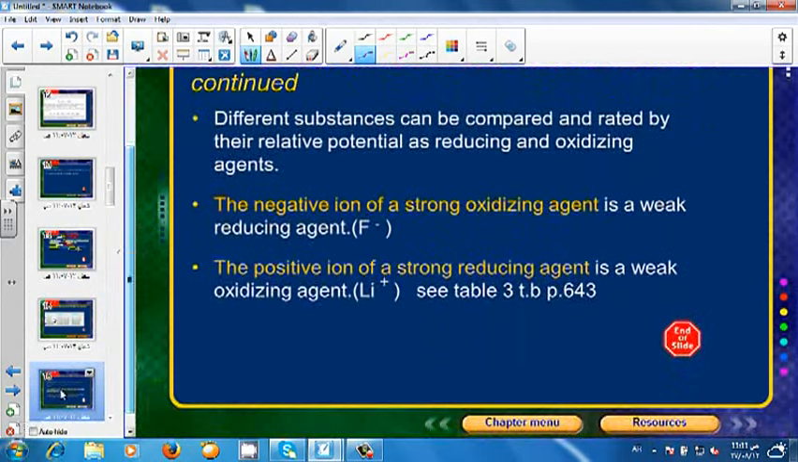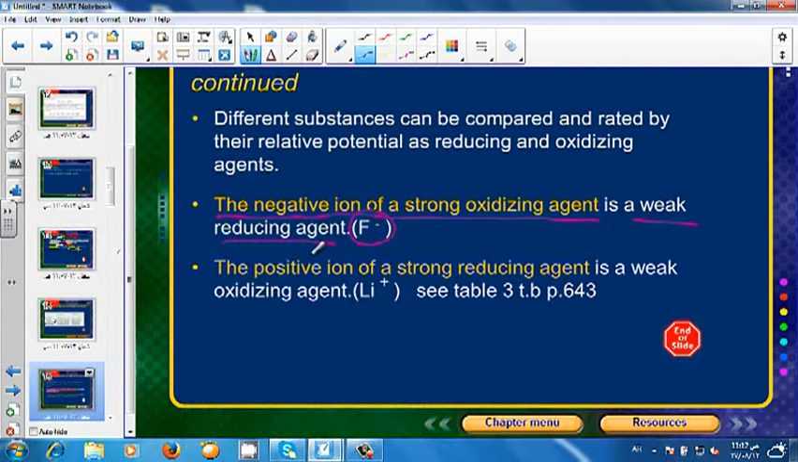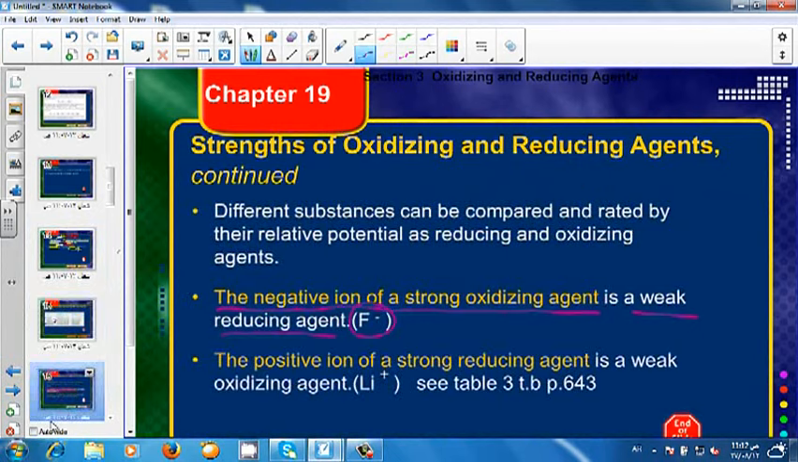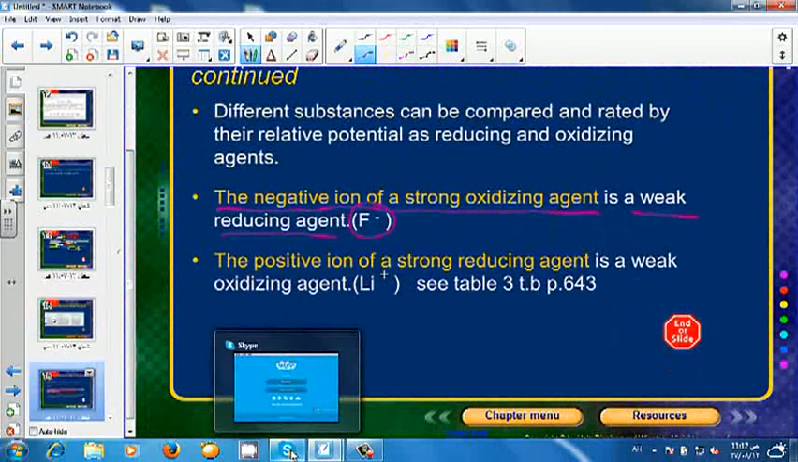Then the strength of the oxidizing agents. Generally, focus please on these two statements. The negative ion of a strong oxidizing agent is a weak reducing agent, like negative fluorine ions. So fluoride ions are weak reducing agents because, what does the reducing agent mean again? The reducing agent is a source of electrons. Do you think that fluoride ions here can be considered a source of electrons? No, that's why it's a weak reducing agent.